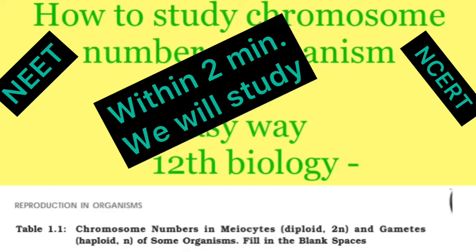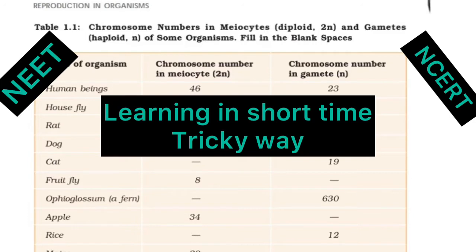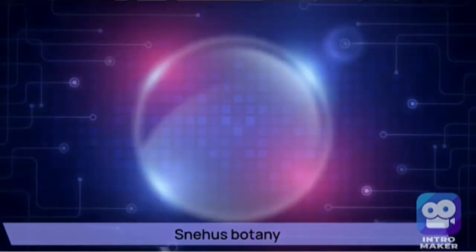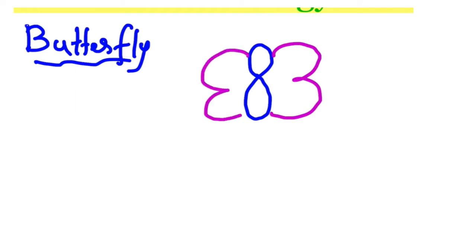Today we will study the chromosome numbers of all organisms which are given in your NCERT within 2 minutes. You see here butterfly, the chromosome number of butterfly, you know? Yes, for that we can draw one butterfly. For this I wrote 8. Then for its wing I drew 3. Then 0. Okay, from this butterfly picture you will get the number 380.